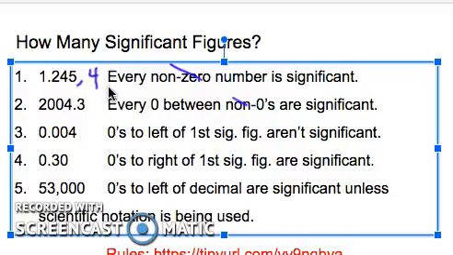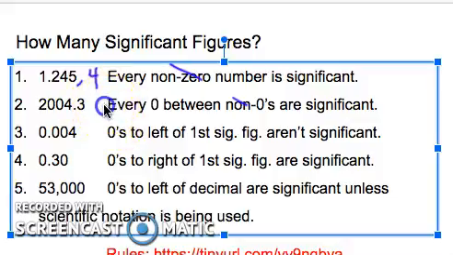Any calculation you have with this must have at least 4 digits. Now, there's an exception. If you have 2 that have different numbers of digits, you go to the lowest, and we'll get to that in an example later on.